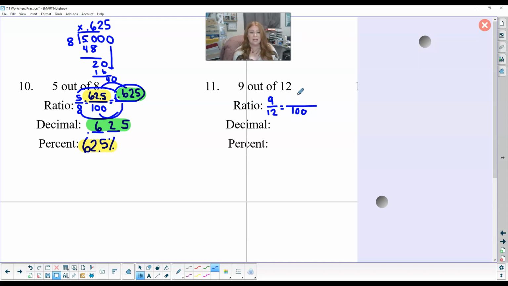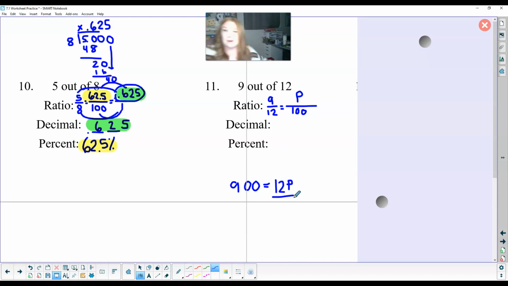So I am looking for this proportion number right here. So I can rewrite this problem. 9 times 100 is 900, and that equals 12 times p, 12 p's. And I want to get this p all by itself. I just want one of these. Down here I have 12. I just want 1. So I'm going to divide by 12 on both sides.